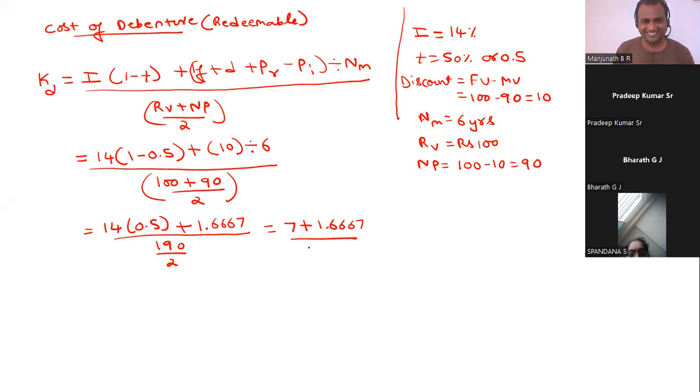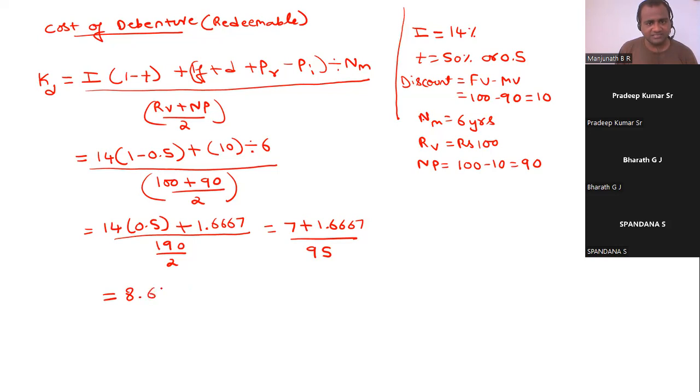95. 85. Hey, wait. Bharat, what is that? 85, sir. Check ಮಾಡಿ. 95, 95, sir. Bharat? 95, sir. Very good. Okay, good, good. Yes. And now 7 plus 1.667.